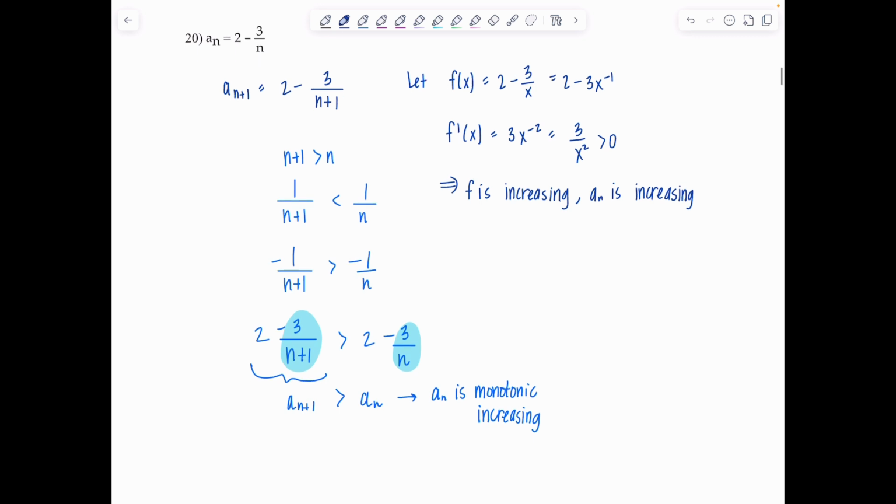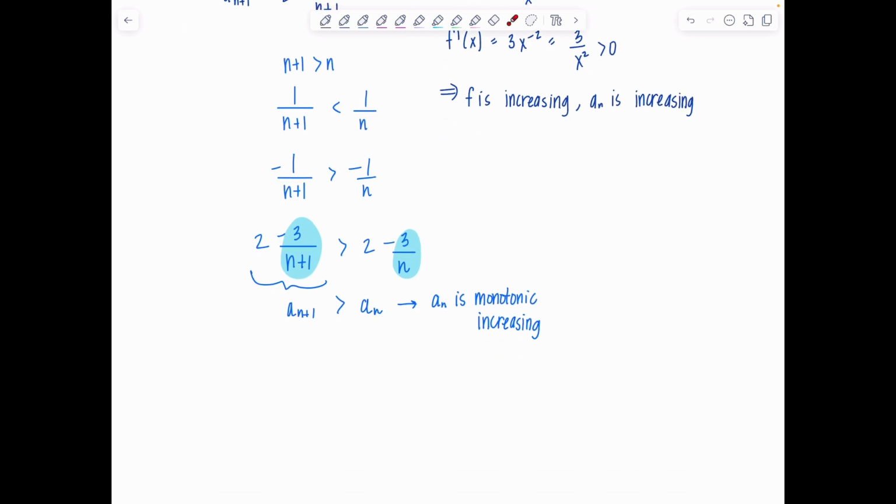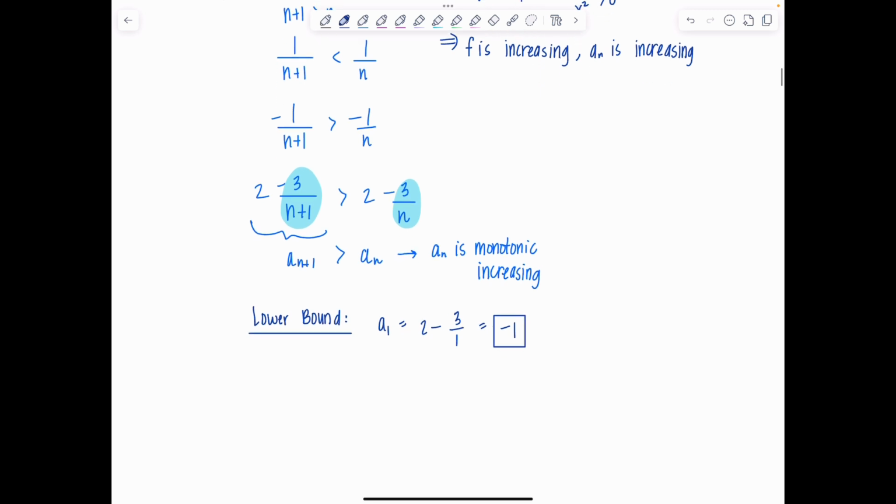So if a sub n is increasing, which bound do I automatically have? It's always going up, up, up, up. So I automatically have the lower bound. The lower bound is going to be your first term because all the terms keep getting bigger after it. Beautiful. A sub 1 would be 2 minus 3 over 1, so 2 minus 3, negative 1. Okay, is there an upper bound? Remember, how do we check? You always take a limit.